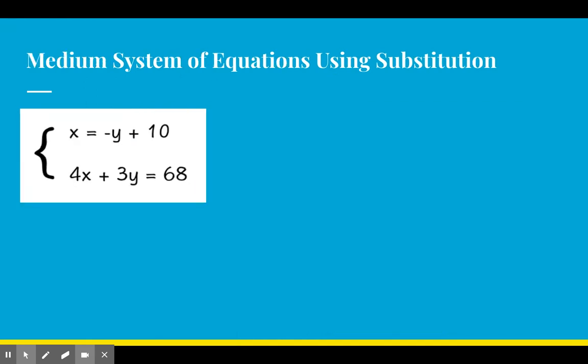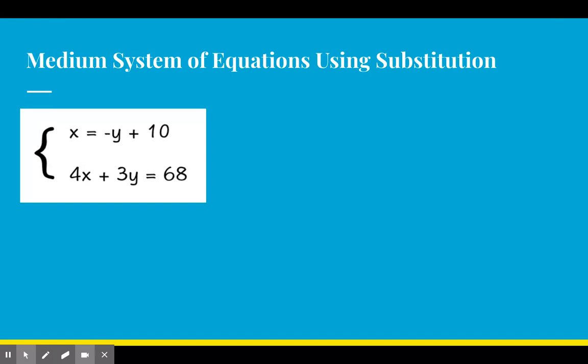So that was a basic one. Let me show you one that might be a little bit harder. This is kind of a medium question, I would say, still using substitution. You can see the setup of this one's very similar. The first equation is already x by itself. The last one was y by itself, but this one happens to be x. So we have x equals negative y plus 10, and then 4x plus 3y equals 68.